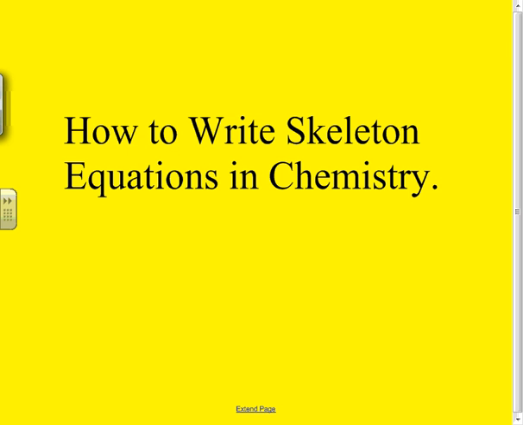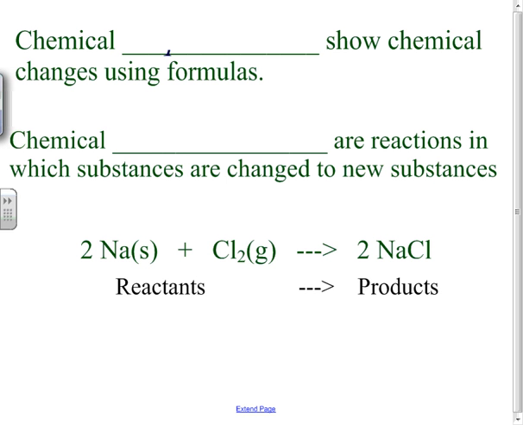How to write skeleton equations in chemistry. The first few things you need to know is that a chemical equation is simply a sentence that shows chemical changes using formulas. So here is an example of a chemical equation.